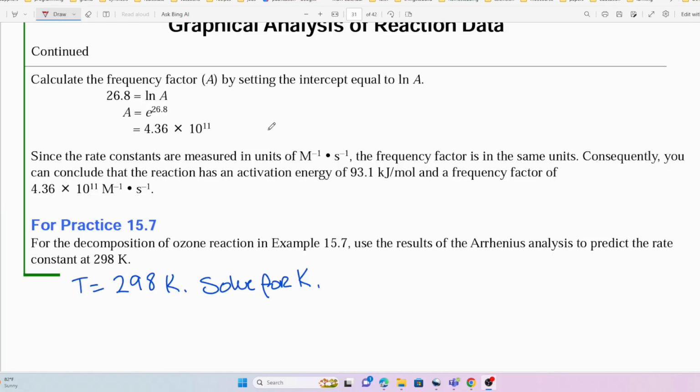Next, we calculate the frequency factor A by setting the y-intercept equal to the ln of A. So 26.8 is equal to ln of A. So to get rid of the ln, we take e to both sides, and we see that A is equal to e to the 26.8, which is equal to 4.36 times 10 to the 11.